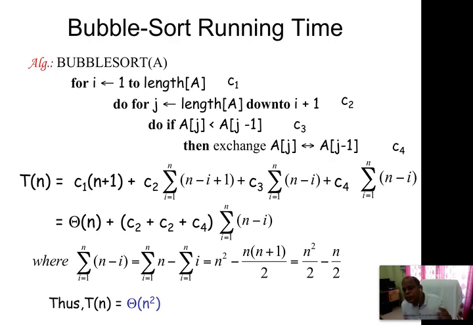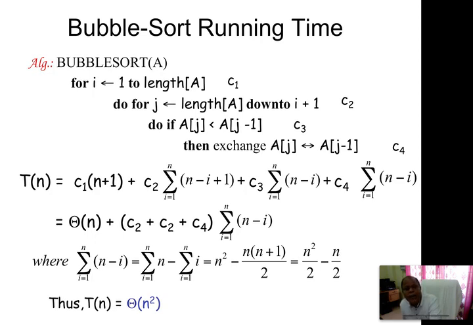Whatever may be the prior position of the elements, the two for loops will run. As in the case of insertion sort, in the best or worst case the time complexity changes, but here it is not like this, because whether it is the best case, worst case or average case, the two for loops will run the same number of times. Hence, irrespective of the input, bubble sort will run in n square time.